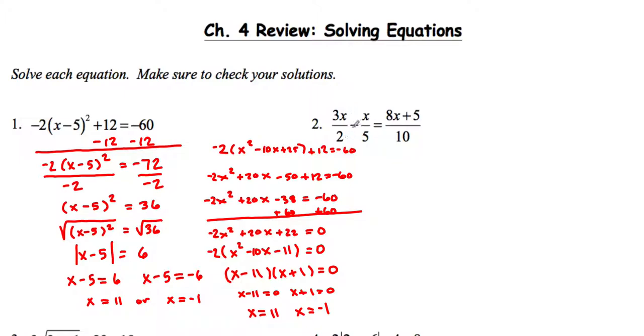We have 3x over 2 minus x over 5 equals 8x plus 5 over 10. So since we've got rational expressions here, or just fractions, we want to get rid of the denominators. I'm going to multiply both sides by 10 because 10 is divisible by 2, 5, and 10 itself. I'm just going to switch my color here real quick so that you can see it a little easier. So we're multiplying everything on both sides by 10.